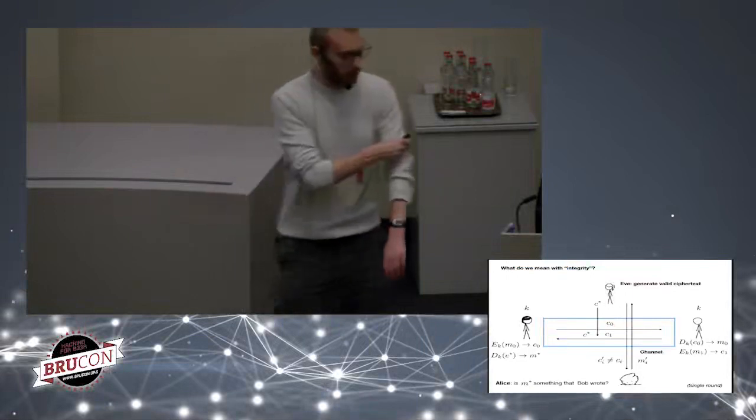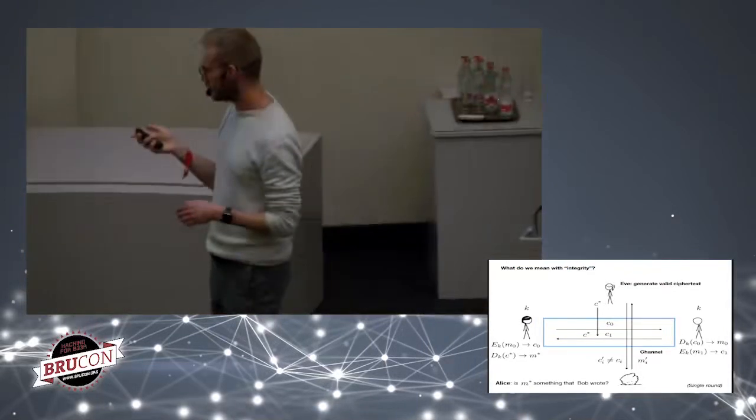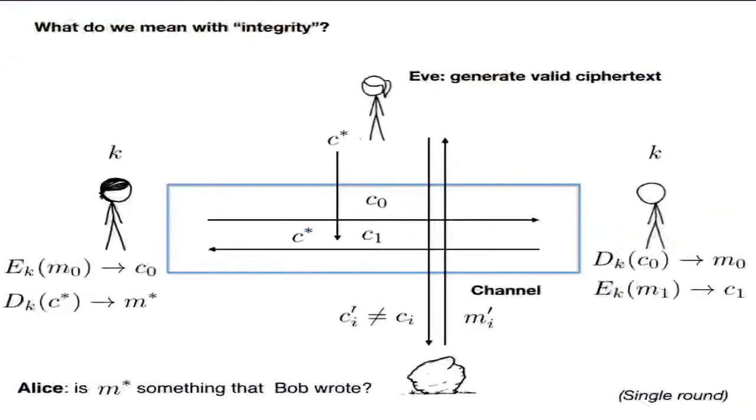So now the last property of our channel, integrity, data integrity. How do we formally model that? So imagine now that we have again Alice, Bob, and Eve. Alice will encrypt message M0 to C0. She will transfer that. Eve is able to capture that.